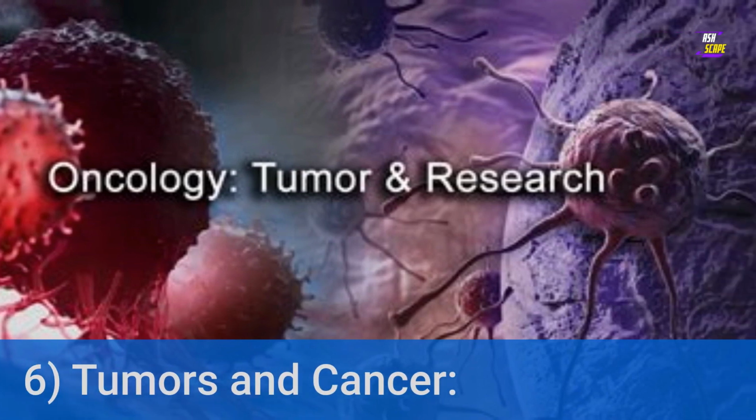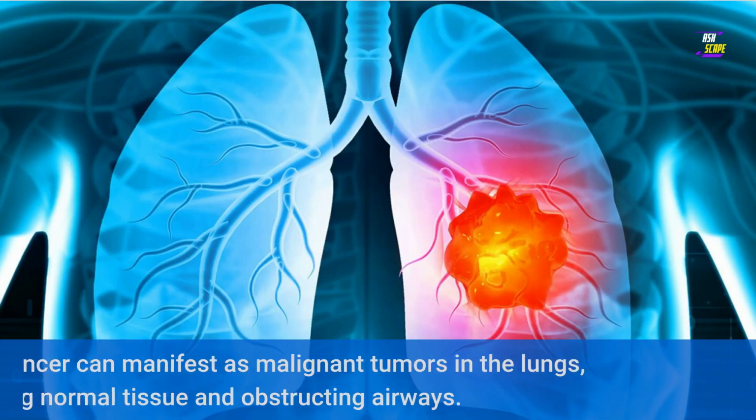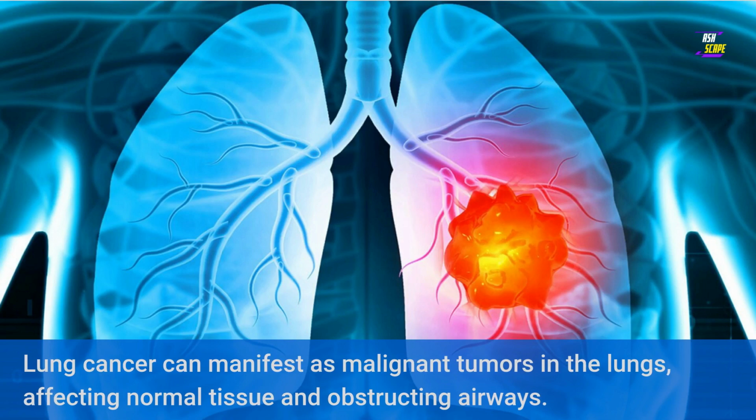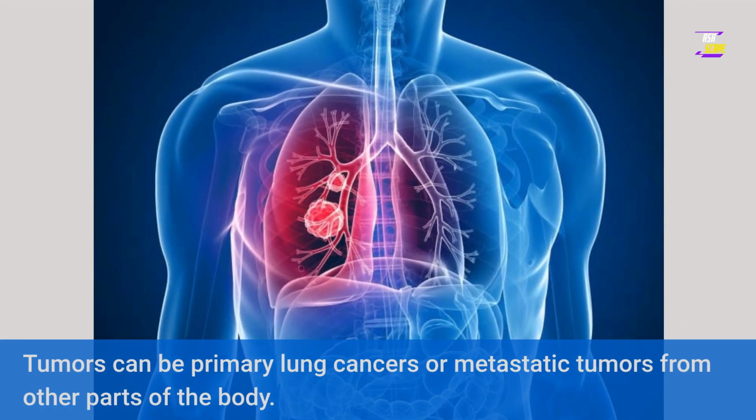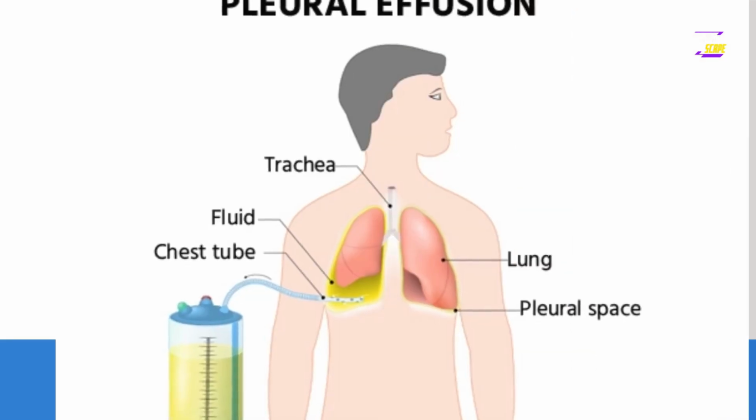6. Tumors and cancer. Lung cancer can manifest as malignant tumors in the lungs, affecting normal tissue and obstructing airways. Tumors can be primary lung cancers or metastatic tumors from other parts of the body.